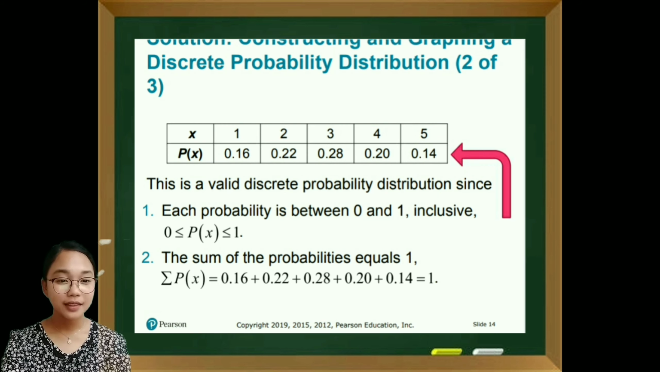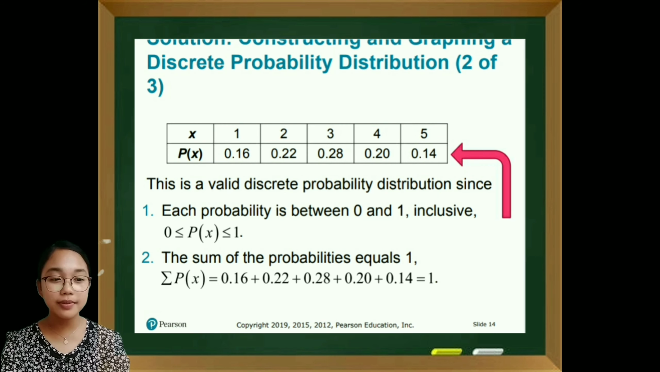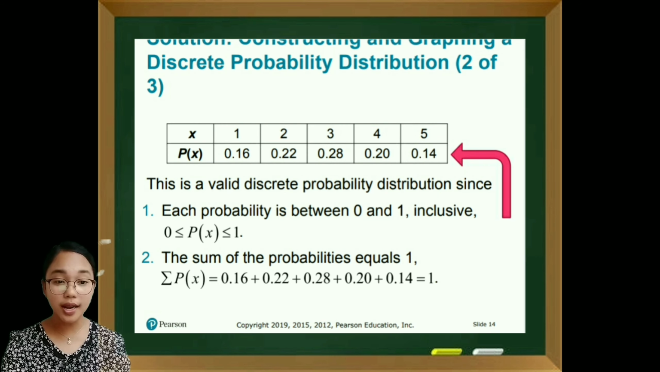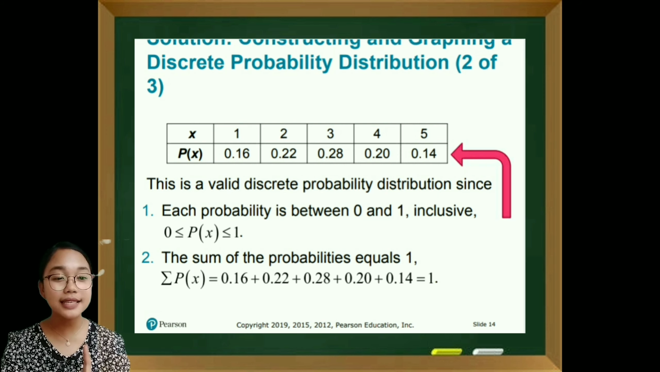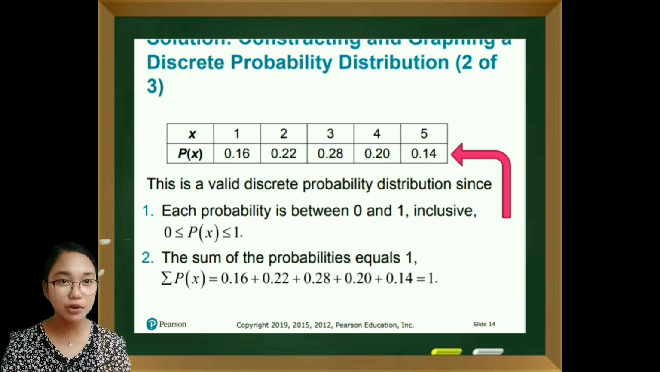Yes. Thus, the sum of the probabilities equals 1. 0.16 plus 0.22 plus 0.28 plus 0.20 plus 0.14 is equal to 1. So, this means that this distribution is a valid discrete probability distribution.